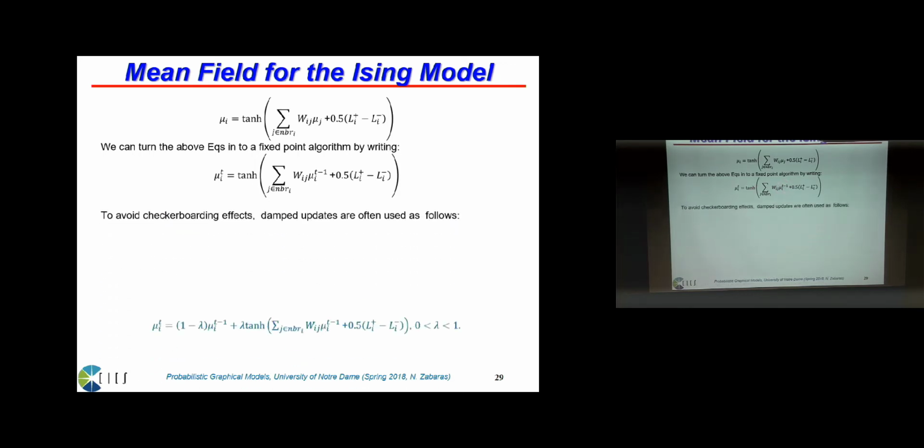And then more often you will see this, if you download programs that do this, you actually apply this equation with some relaxation. So rather than using this value for mu i, you use a convex sum of the previous values plus the value that is predicted through variational methods, okay? So this is way more stable and avoids a number of effects that usually are common in Ising models.